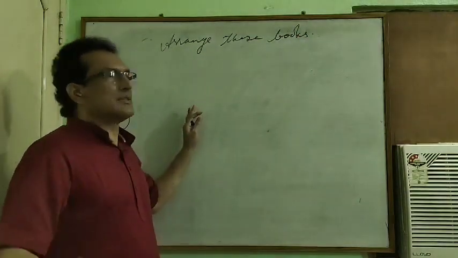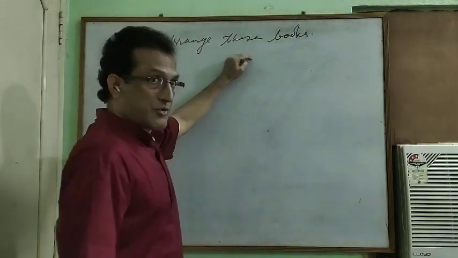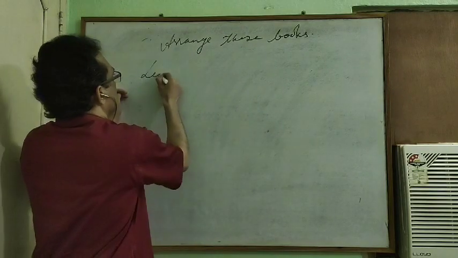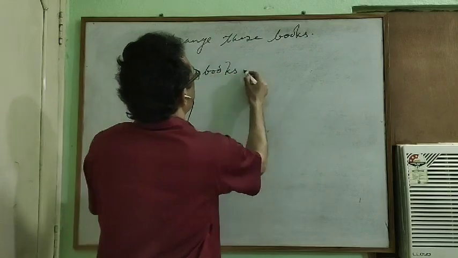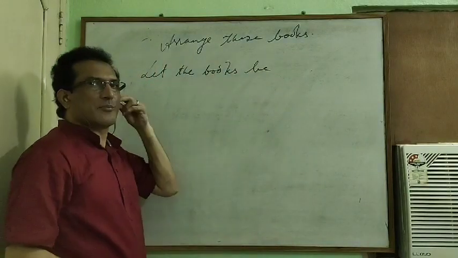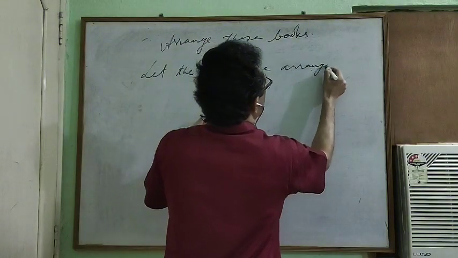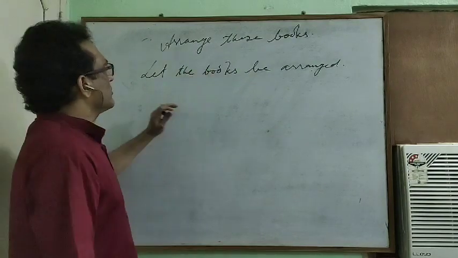Arrange these books is an imperative sentence. So if you want to keep it as imperative in the passive, then let should be there. For example, let the books be arranged. Be should be there for passive. And if you don't want to keep it as imperative, then should can be used.